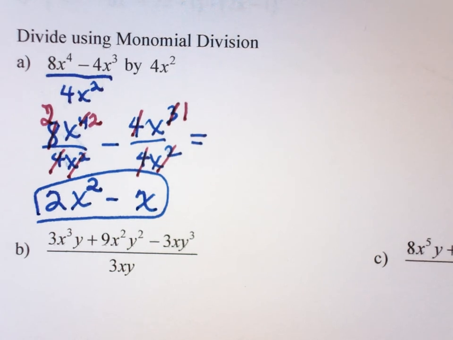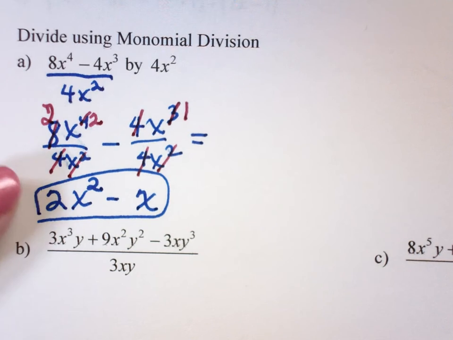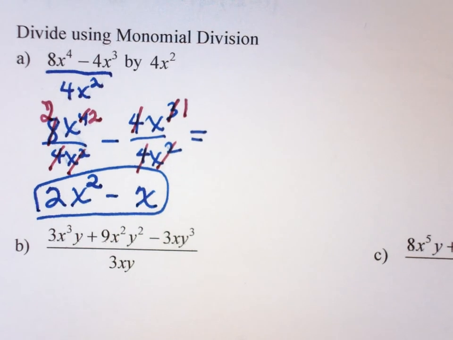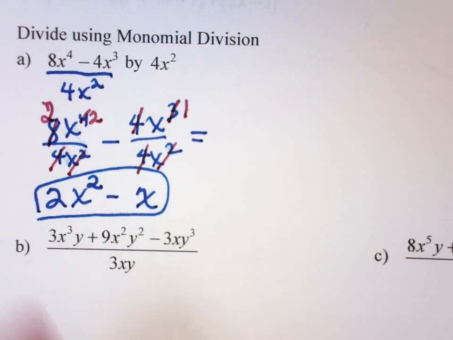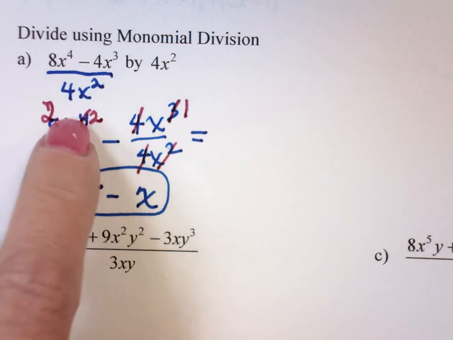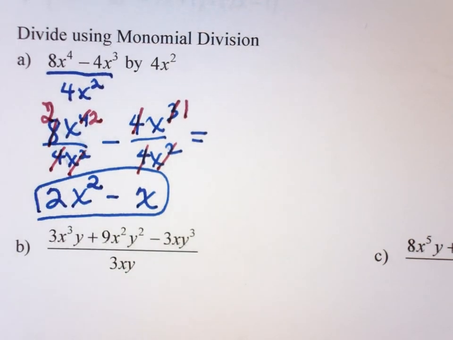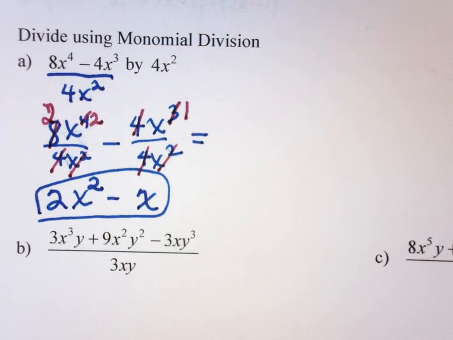Now, if we had done the fraction part, I could put this over a common denominator of 4x squared, and then I could recreate essentially the original problem right here. But we're not going to do that because we haven't done that yet. But think about it. When you're doing monomial division, you're breaking it back up into an addition and subtraction problem, like we've done.